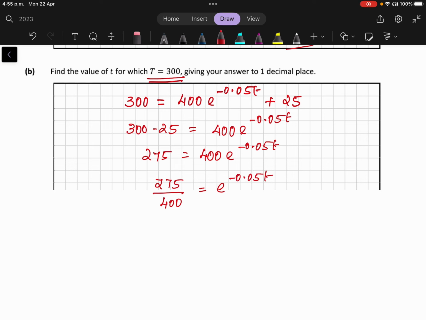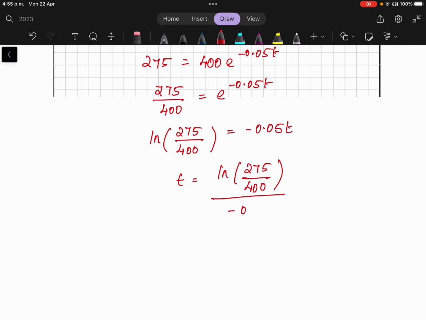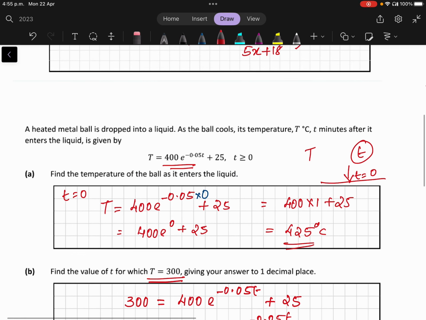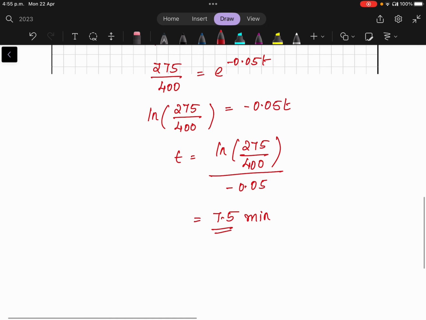Now how will you eliminate the e? Take ln on both sides. So ln of 275 by 400 is equal to minus 0.05 t, and t is equal to ln of 275 by 400 divided by minus 0.05. Now you can put this directly into the calculator and you will get 7.5, and the units are minutes because they have mentioned that it's in minutes. Okay, t minutes. So you have to write the unit also.